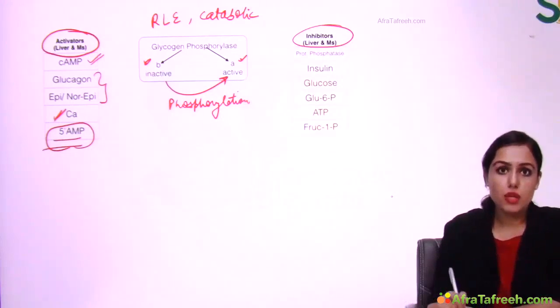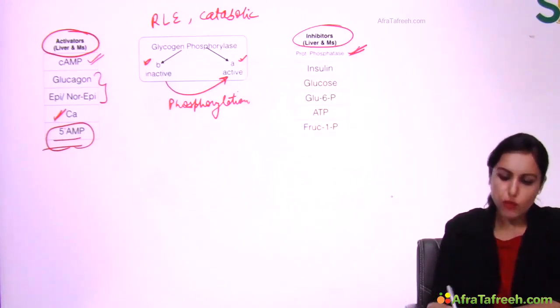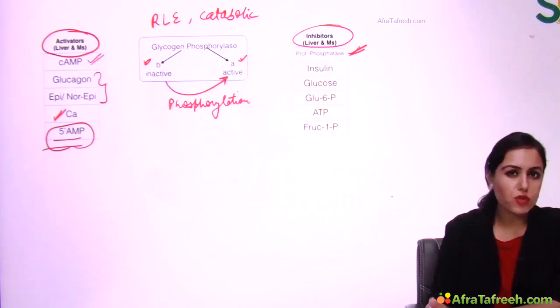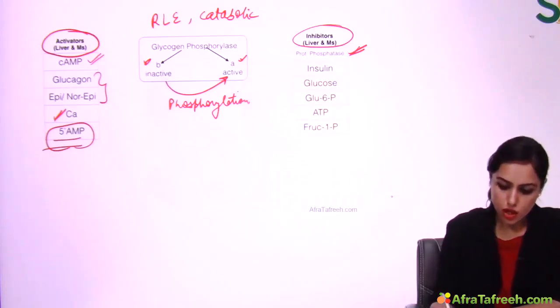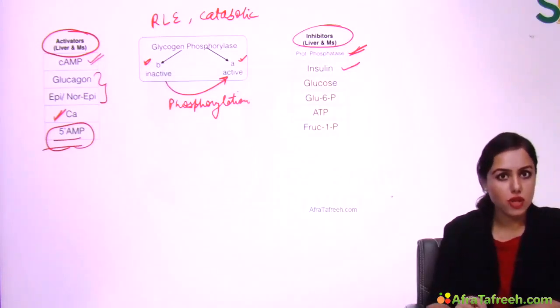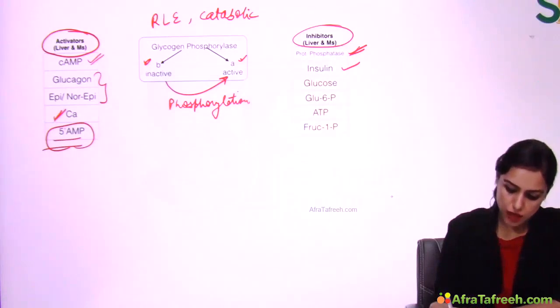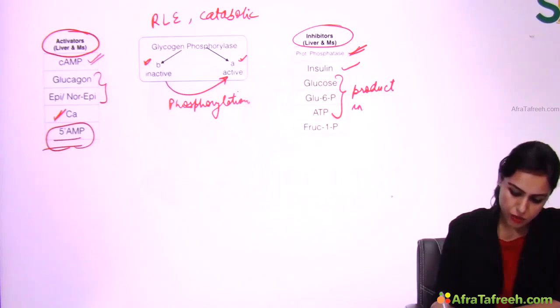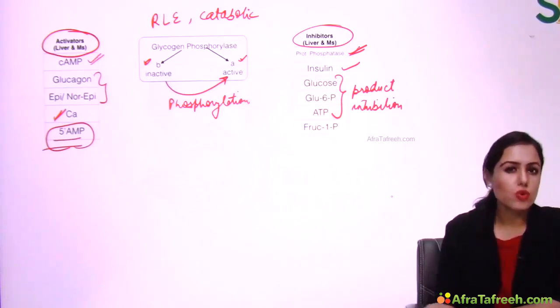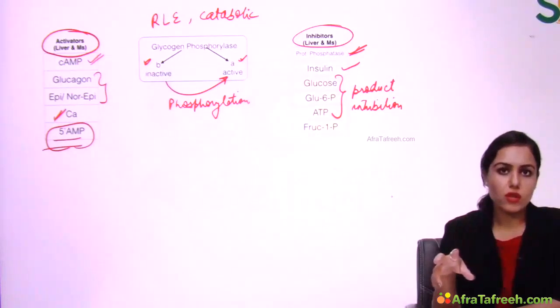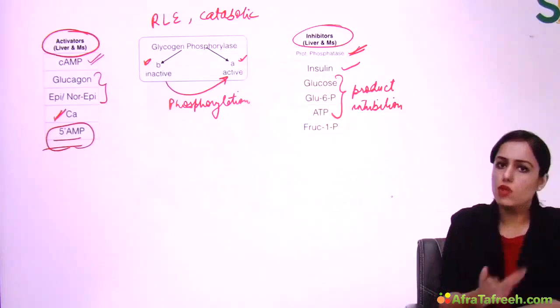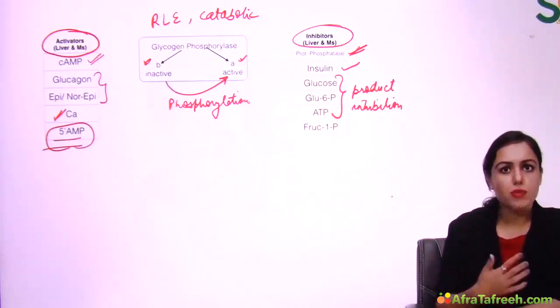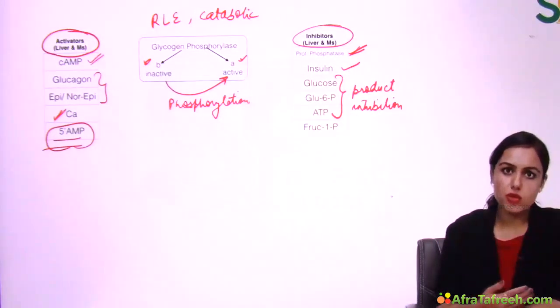Now we have to do the inhibitors. First is phosphatase, removal of phosphate, so dephosphorylation and inactivation. Again insulin causing dephosphorylation and inactivation. Then next three are a kind of product inhibition. You know what is a product of glycogenolysis? Product is glucose, glucose 6-phosphate and energy, ATP. When we have enough of glucose and energy, then glycogenolysis is not required. That is inhibited. Product inhibition or feedback inhibition, right?